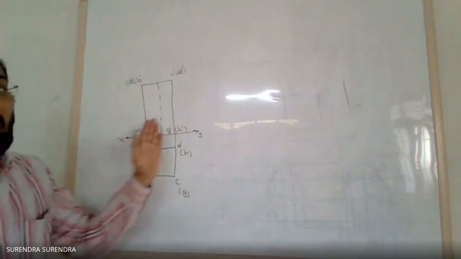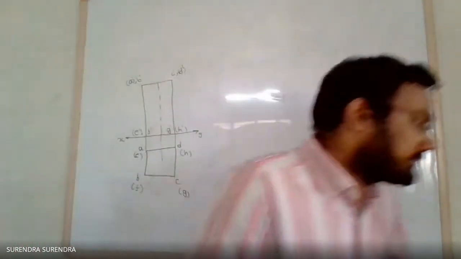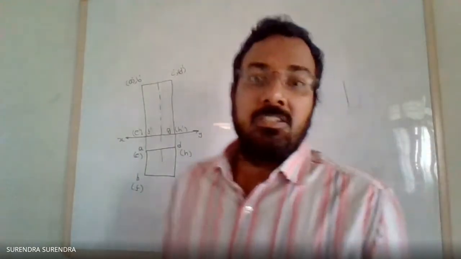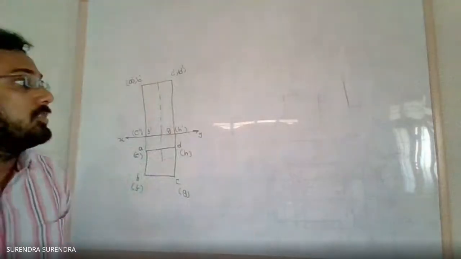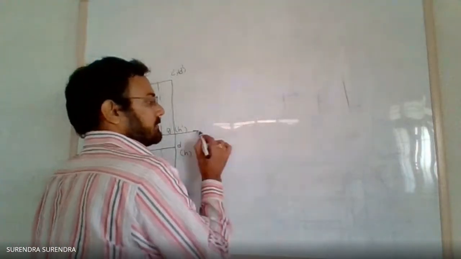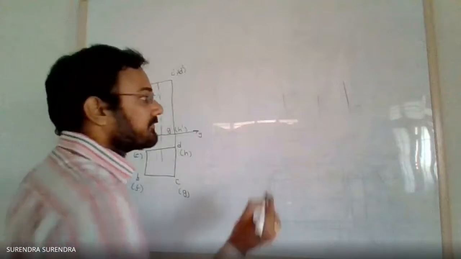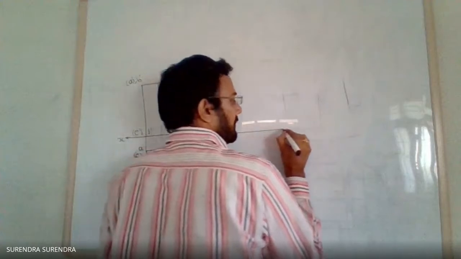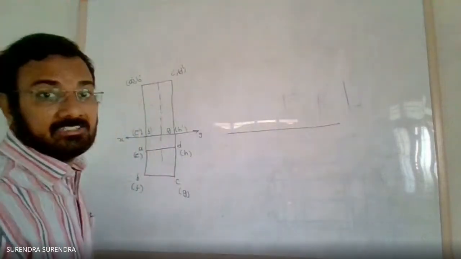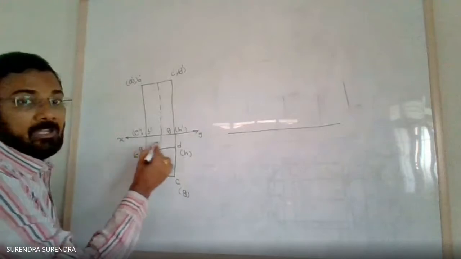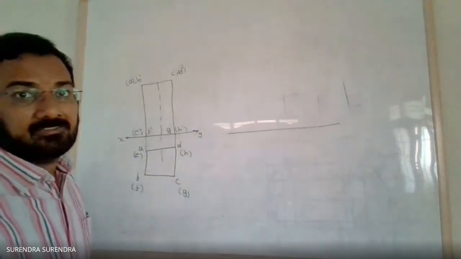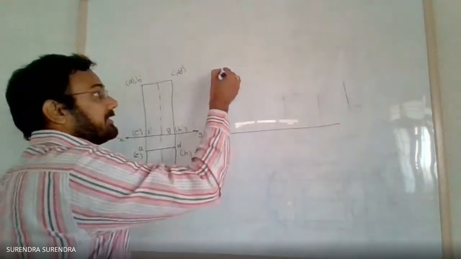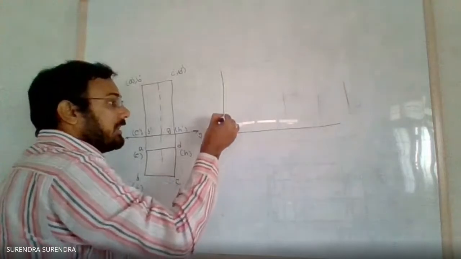Now, drawing the development of this prism. Draw a horizontal line, almost matching the XY line. Along with this XY line, draw a horizontal line, length equal to the perimeter of this square, 4S, 4 into 30, here it is 120 mm. And complete the rectangle with height equal to the axis height.